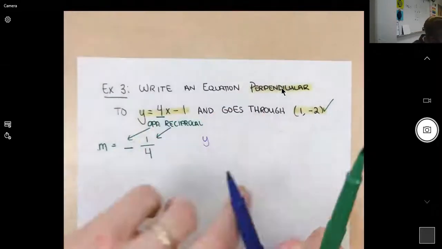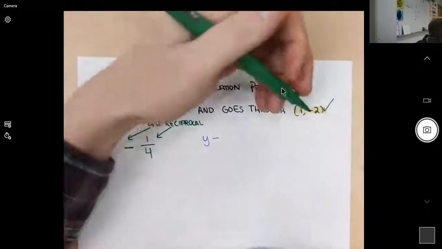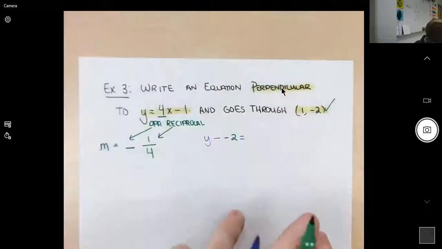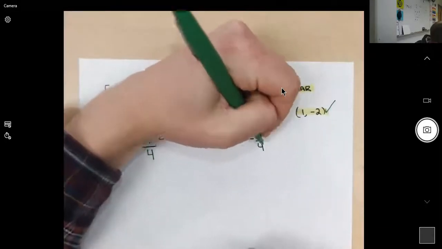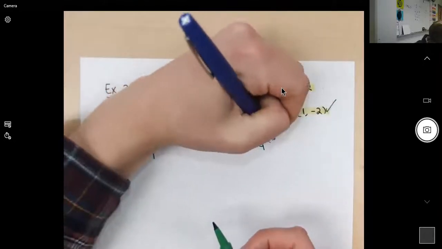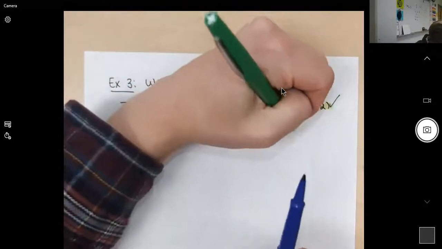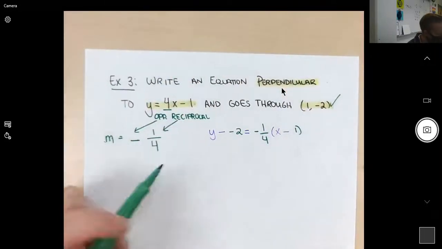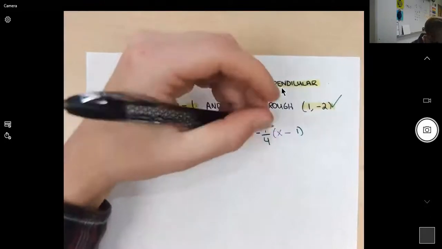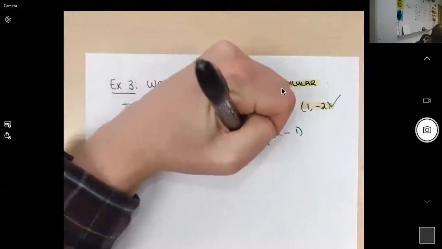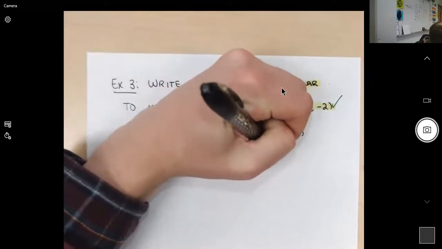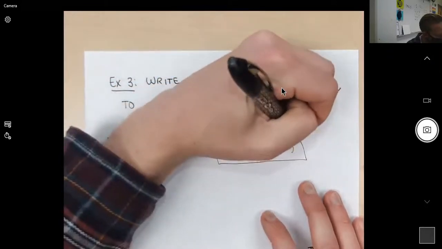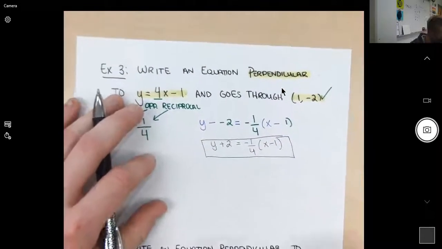So we have y minus y1, which is -2, equal to -1/4 times x minus x1, which is 1. Okay, you look for your double negatives. Well, y minus -2 will become y plus 2 equals -1/4 x minus 1. And if we were just asked to write the equation, we've done it. However, I'm also going to quickly convert this to slope-intercept form for you guys.